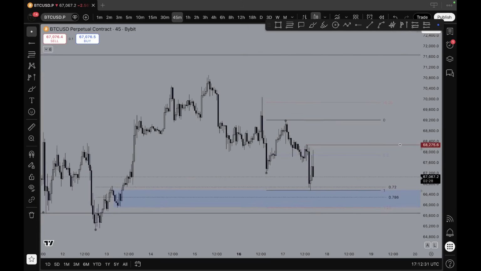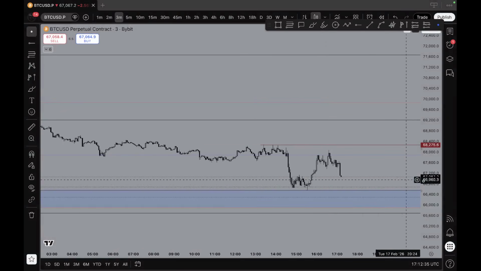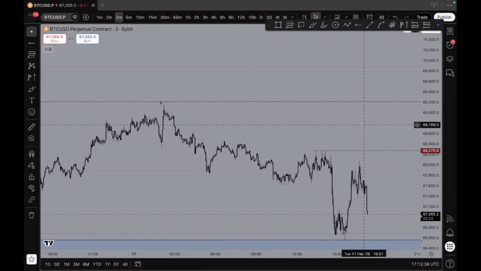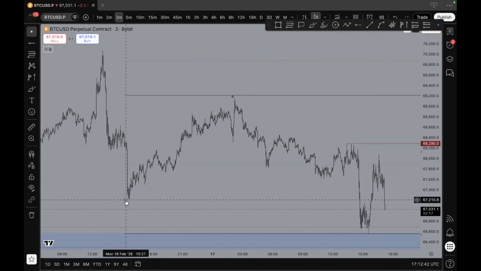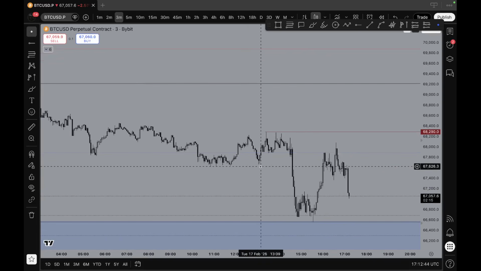I'm not in position yet, but I'm looking at what the structure does right here, and if we can get an entry right there. There we go, or at least don't go.